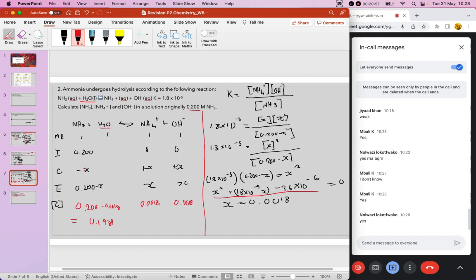And the change in this case is going to be negative for ammonia since it's our reactant, and it's going to be positive for our product. Why is it negative? It's because during the change, the number of moles of the reactants are being used up to form the product, hence the product is positive.